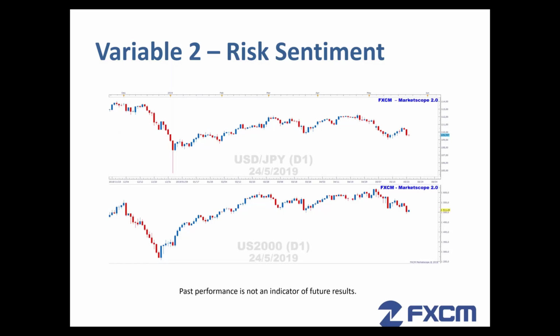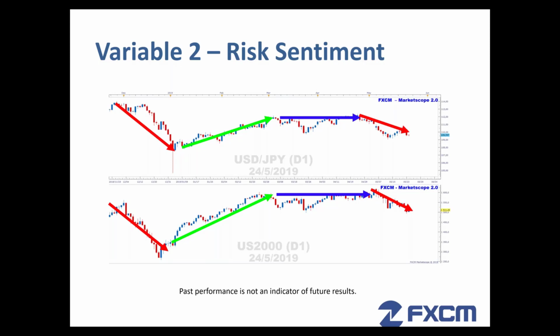So in the top chart, we have the US dollar Japanese yen, which has a decent history. And in the bottom chart, we have the US 2000, which is a proxy for the Russell 2000, a small cap US index. And these small caps are very sensitive to risk on or risk off environments. And you can see that the Japanese yen in itself is highly correlated with the risk on and risk off as reflected in the US 2000.